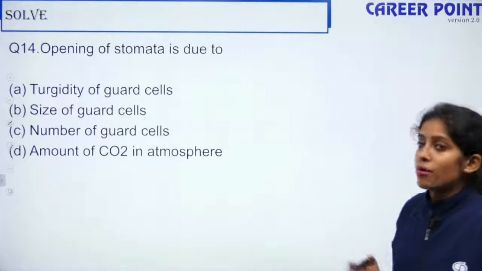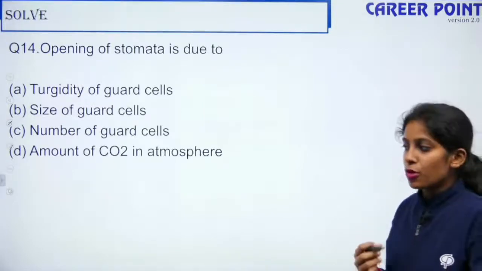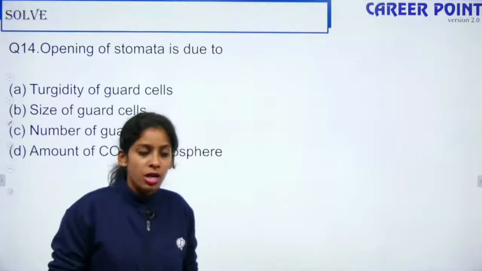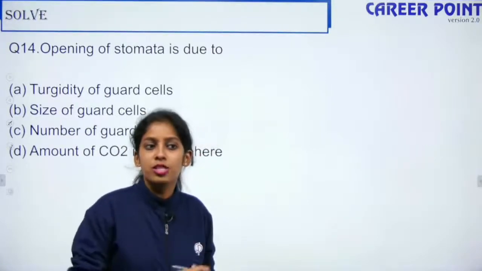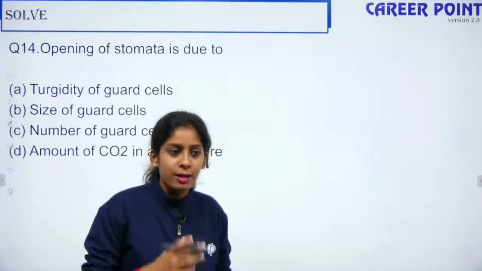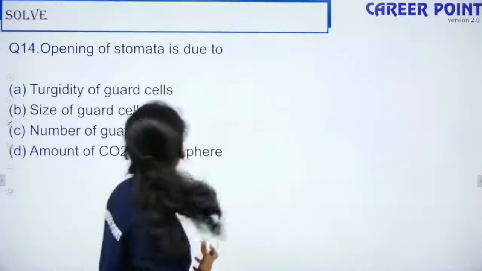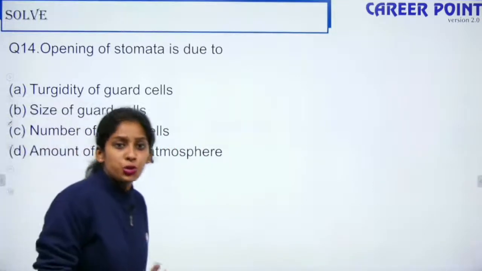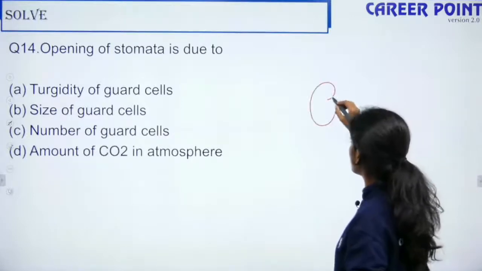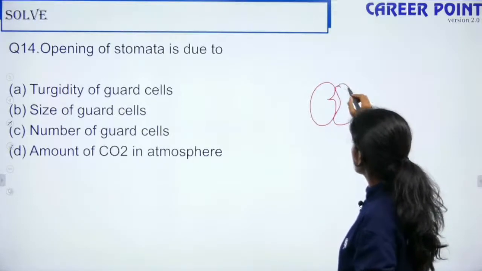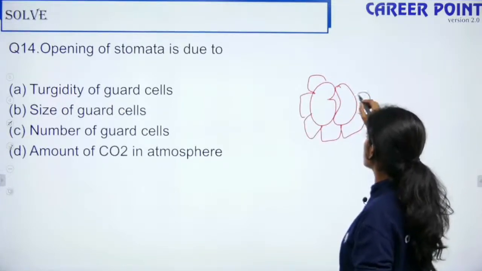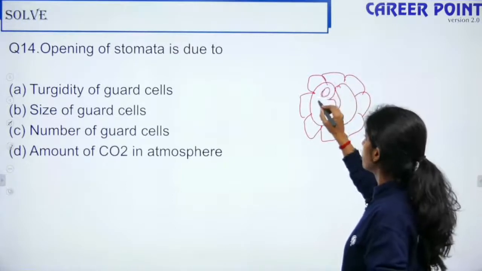Alright, fine. So let's go to question number 14. Opening of the stomata is due to what? We spoke about the process of transpiration. Transpiration is the gaseous loss of water from the leaves, right? This transpiration is made possible by bean-shaped cells called the guard cells that are present inside the stomata. So the opening of the stomata is due to what? The stomata has a bean-shaped cell like this, and surrounding it you have many cells like this. This entire thing is known as your stomatal aperture.